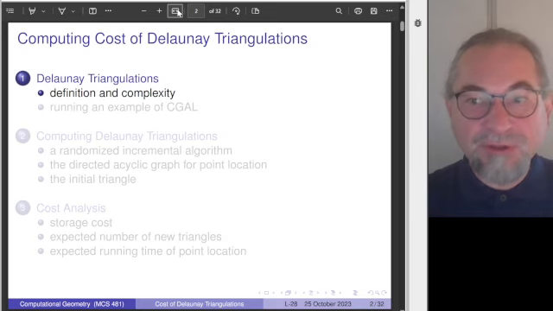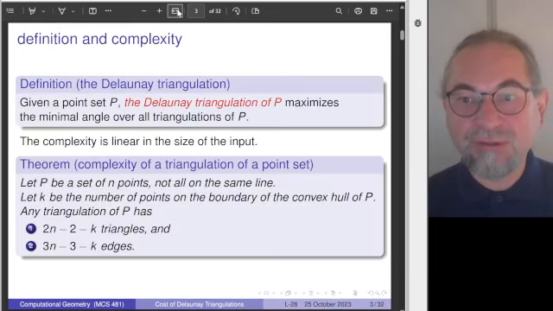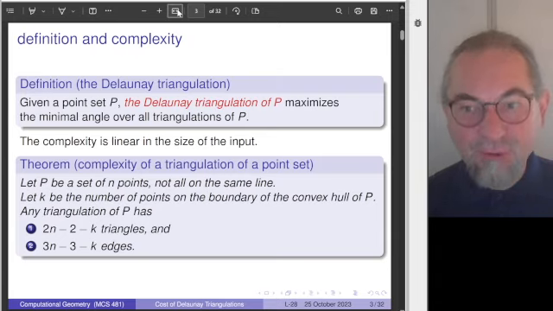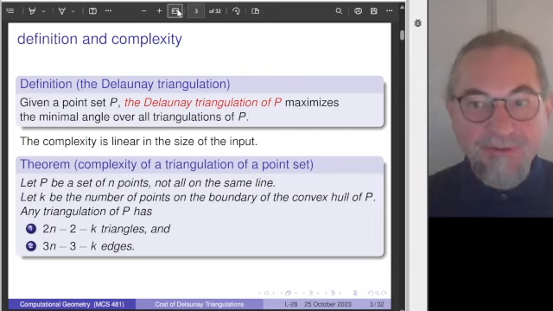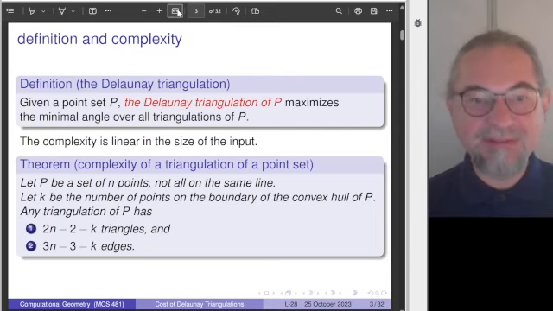Okay, so what is a Delaunay triangulation? A Delaunay triangulation maximizes the minimal angle over all possible triangulations of a point set. In a way, this definition looks very complicated. However, the complexity of a triangulation is linear in the number of points. So we have a number of triangles proportional to 2 times n and a number of edges proportional to 3 times n.